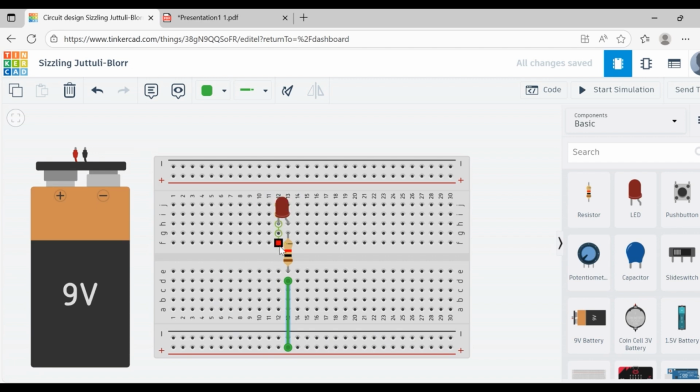Connect the cathode of the LED to the negative end of the battery. Connect the battery's positive terminal to the breadboard's positive rail. Click Start Simulation. The red LED should light up.